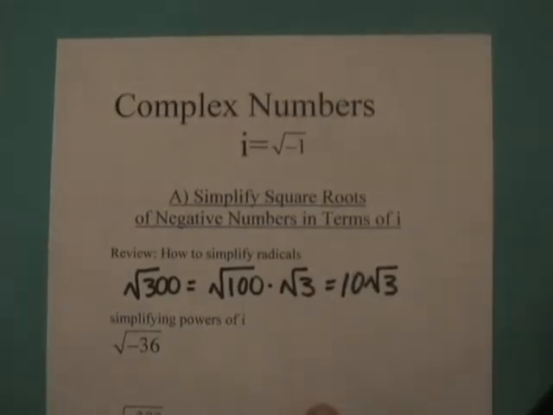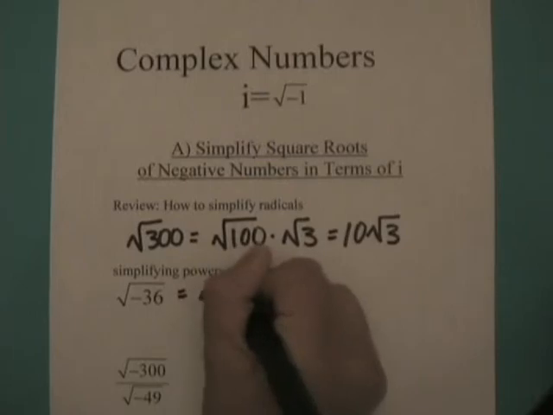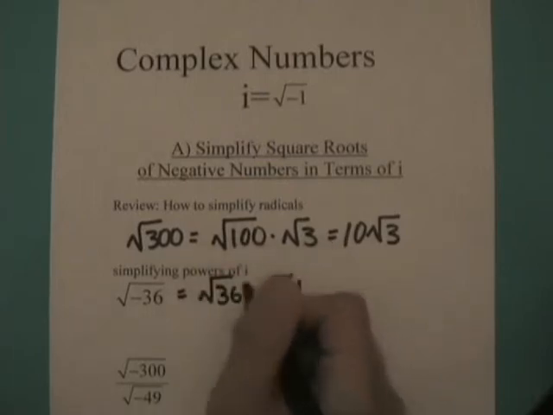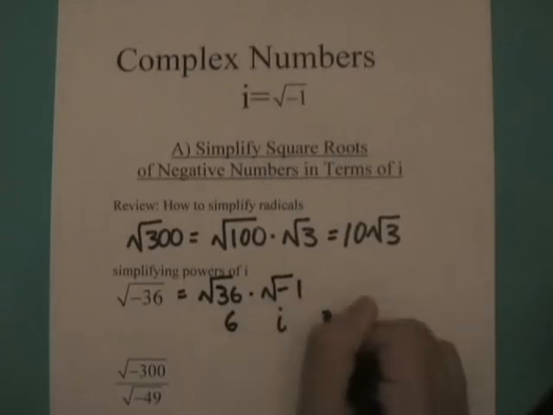So let's do a negative number square root. Let's use radical -36. That equals radical 36 times radical -1. Radical 36 just equals 6, and radical -1 equals i. So that just equals 6i.